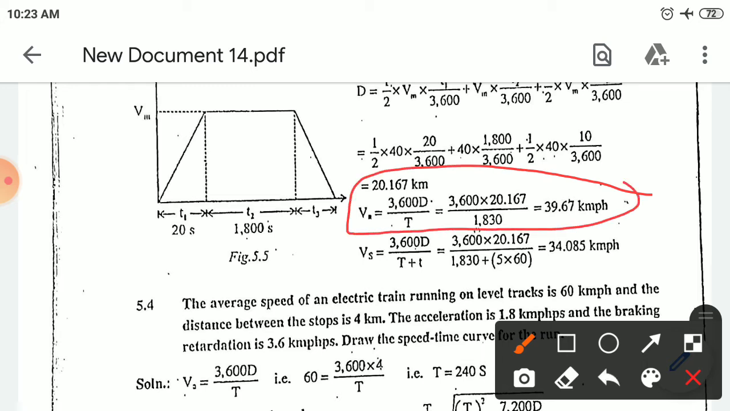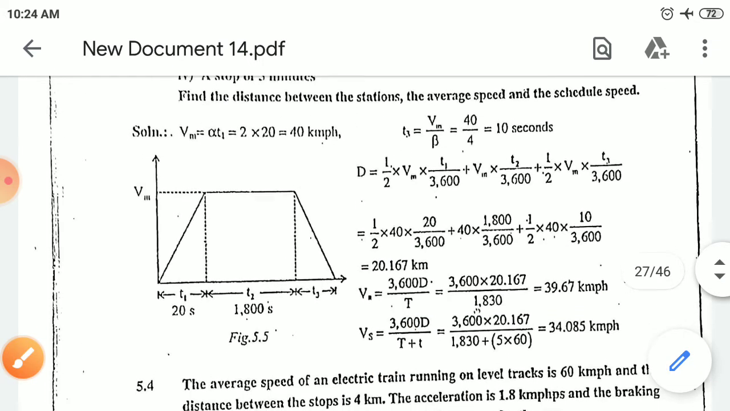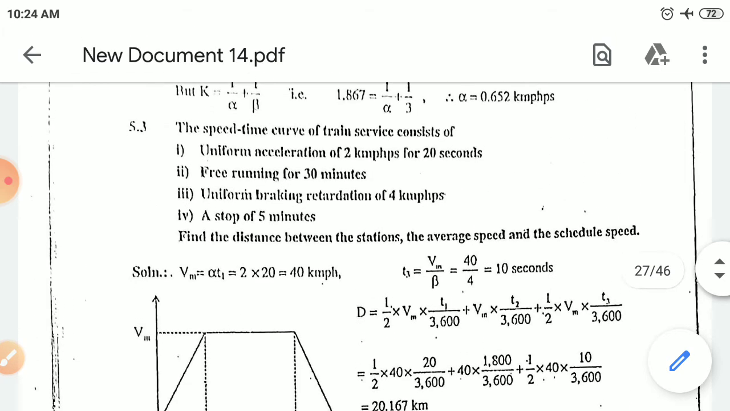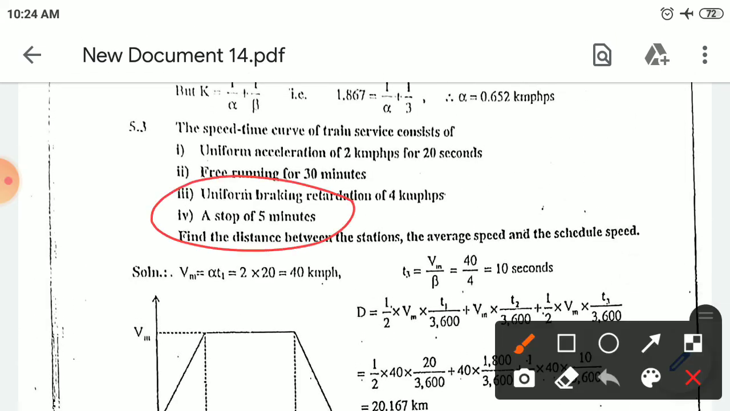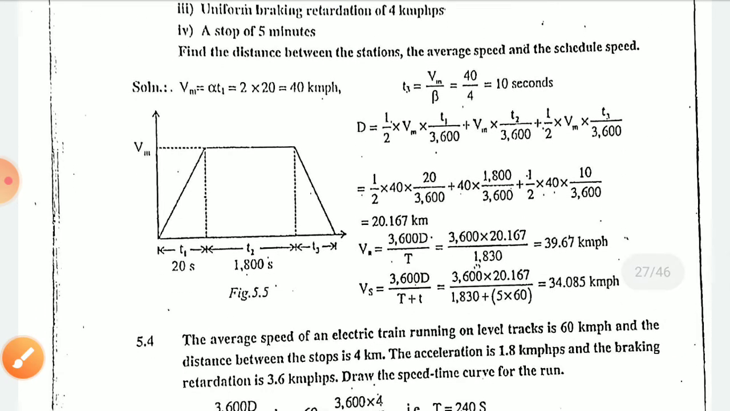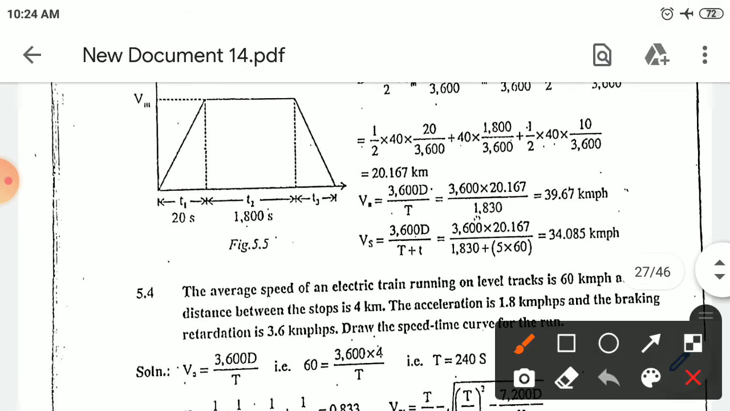39.67 kilometers per hour. Then Vs is 3600 D divided by time plus time of stop. So it is 1830 plus small t is 5 into 60, since the time of stop is 5 minutes, converted into seconds. So Vs you will get 34.085 kilometers per hour.